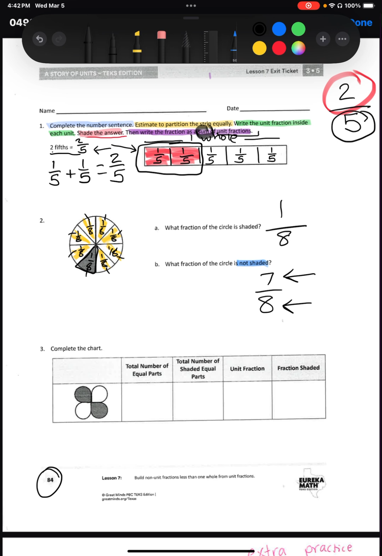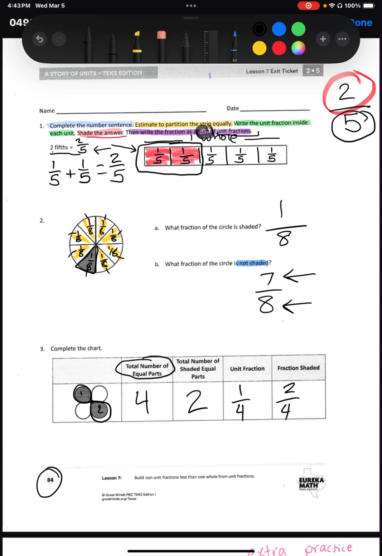Lastly, number 3, complete the chart. And part of this is pretty simple. Total number of equal parts. Well, this shape, there are 4 equal parts. Total number of shaded equal parts, 1, 2. The unit fraction. And what they mean here is what is the value of each little section on its own. The unit fraction would be 1/4. And then the fraction shaded there is 1/4 here, another fourth there. That would be 2/4 is shaded.